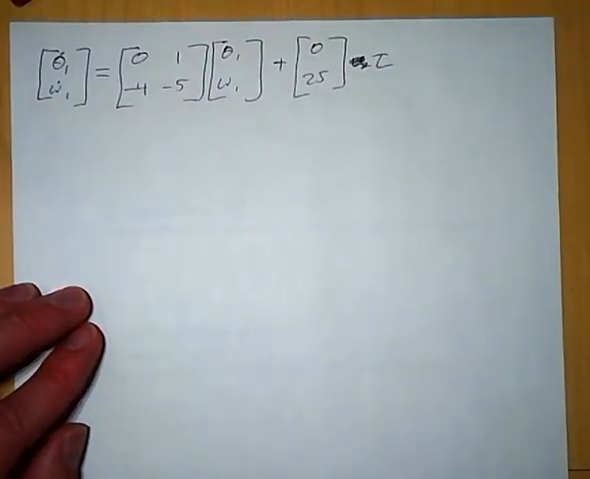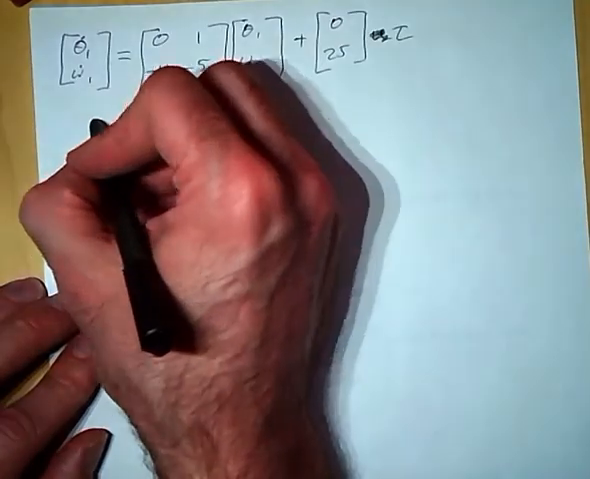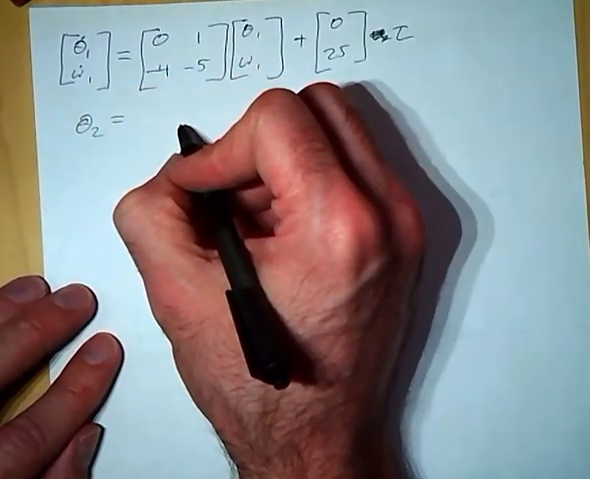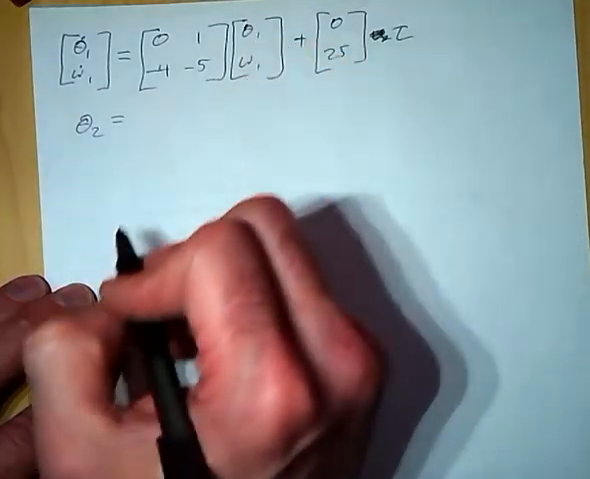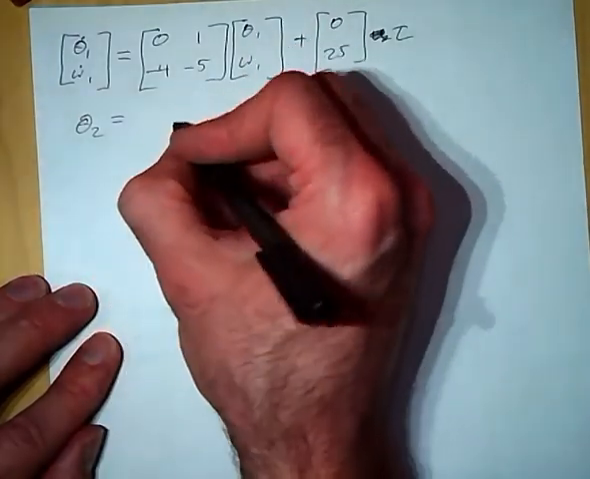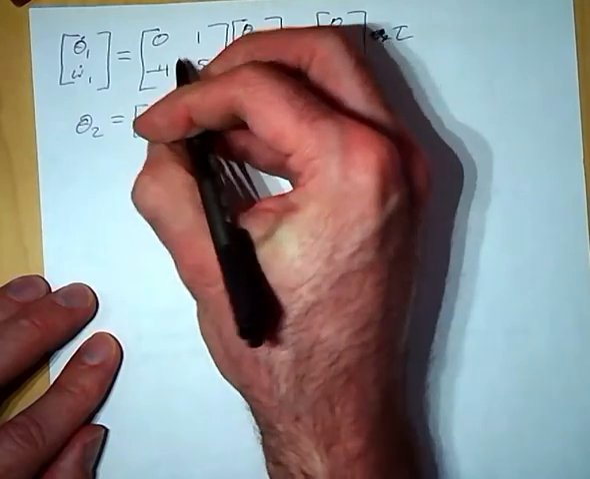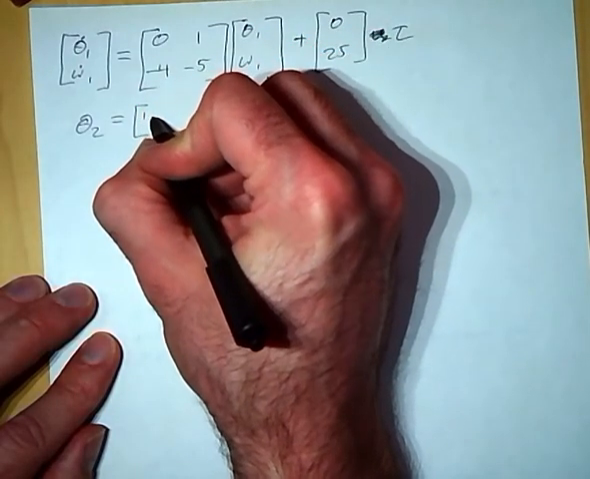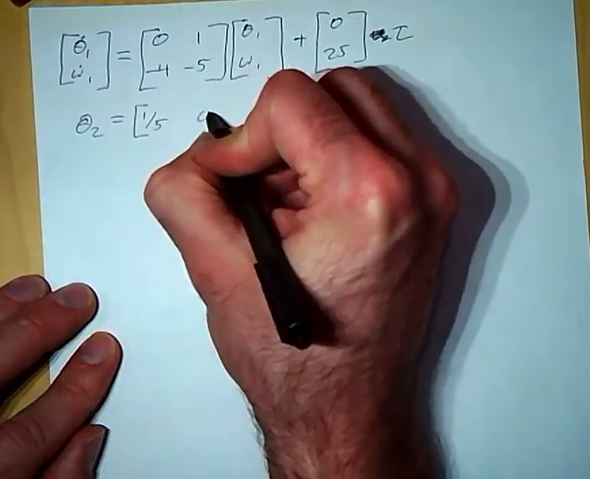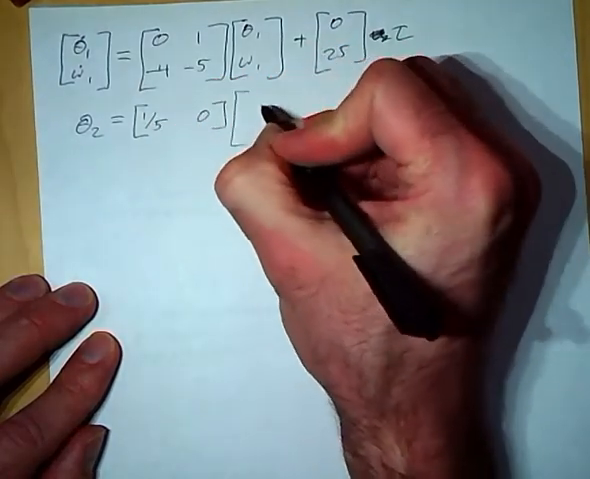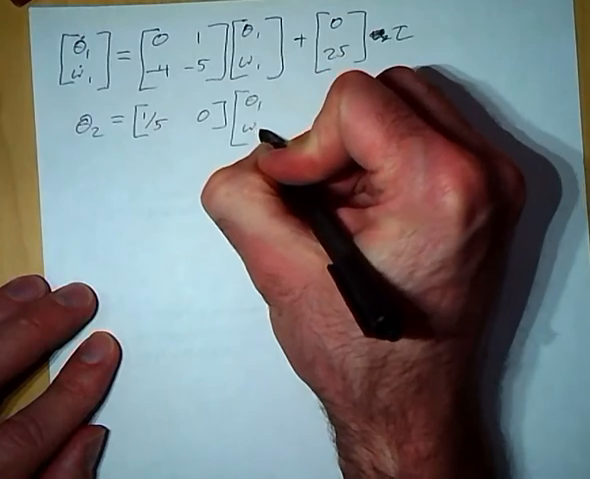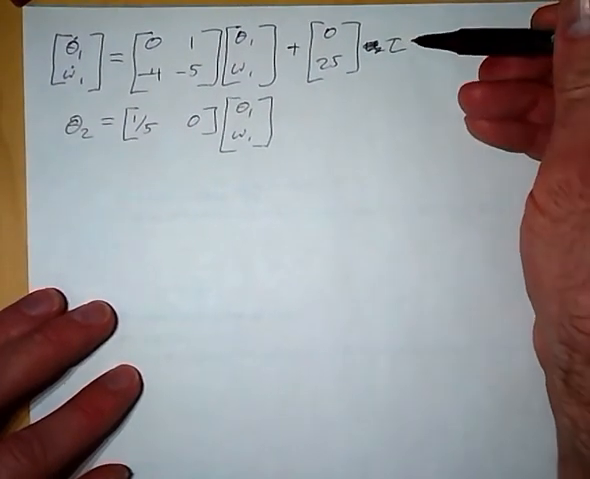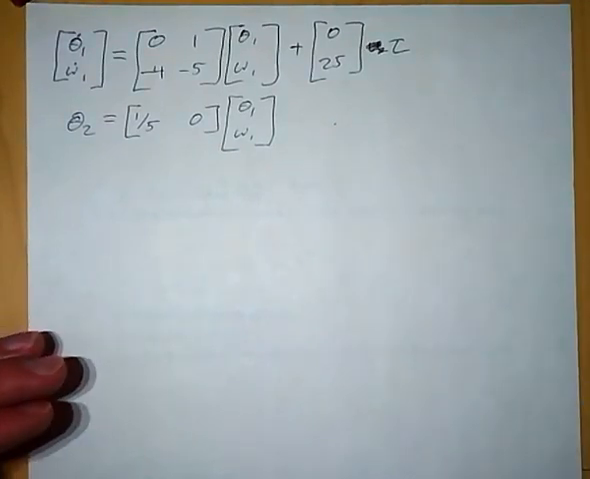Okay. And then our output equation, we have theta 2 is, so we need a matrix to multiply the state vector by, so that would look like 40 over 200, which is just 1/5, and 0. If we multiply that by theta 1 and omega 1, we can get theta 2. So there's our state equation and output equation in matrix form.